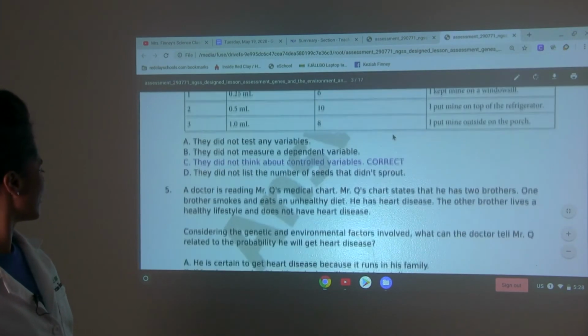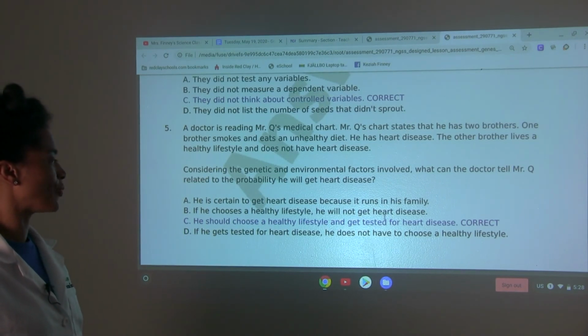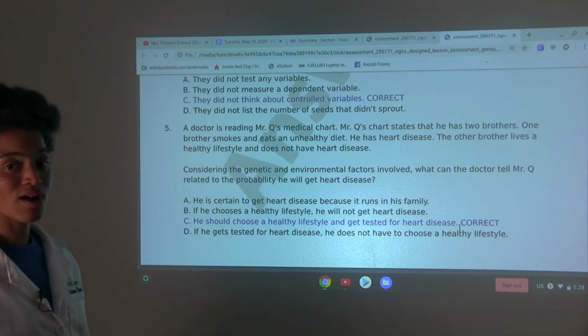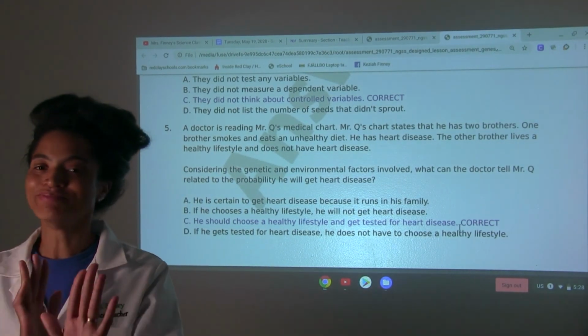Last one. C, he should choose a healthy lifestyle and get tested for heart disease. I hope you had that answer right. I know you know your stuff.